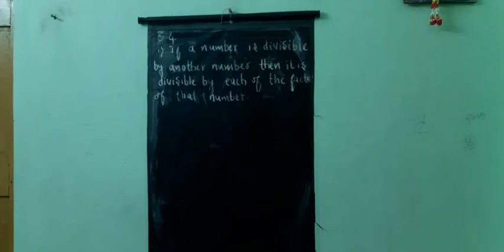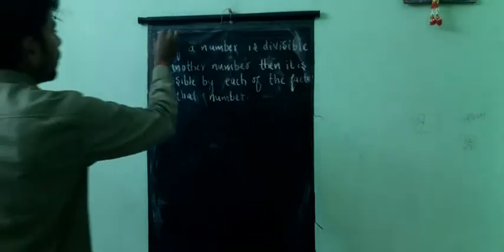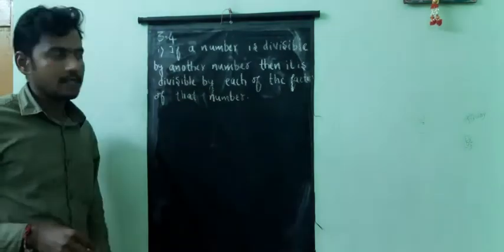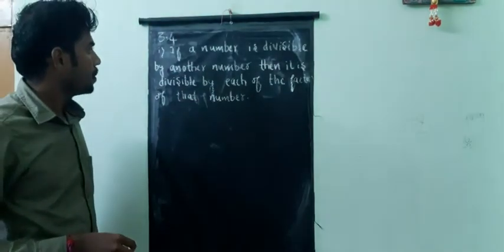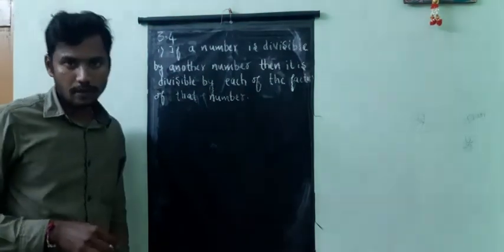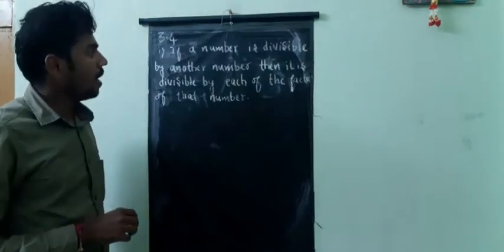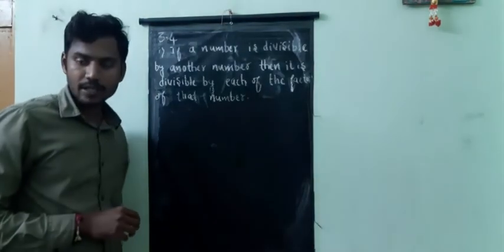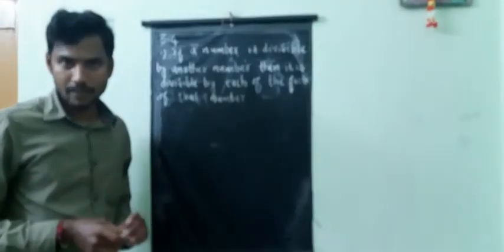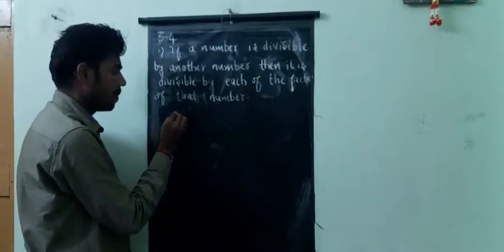Okay, we have completed exercise 3.3. Before we go to exercise 3.4, I'll give an introduction to 3.4. In 3.3 we have discussed different divisibility rules. Now there are other divisibility rules which are associated with that one. What are those? I'll take the number 18.